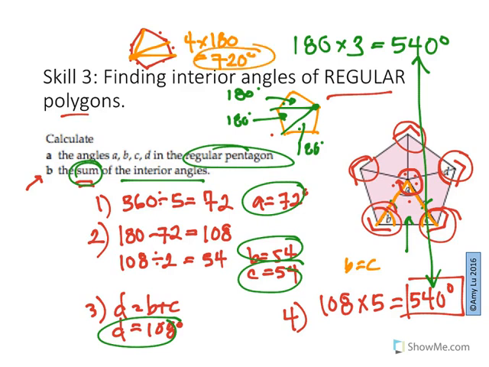So that's just a little fun fact for you. So if I ever asked you to find me the total number of degrees of interior angles on an octagon, you should be able to figure that out. Or a shape that has 102 sides. And that's it.